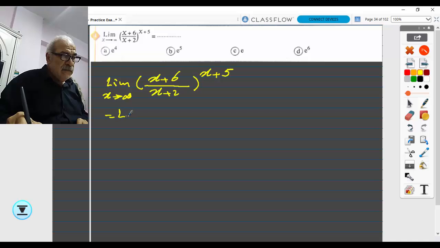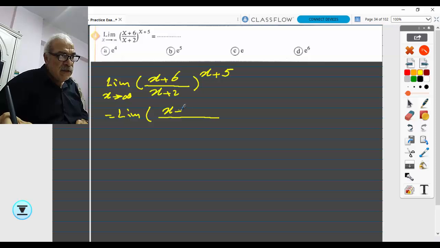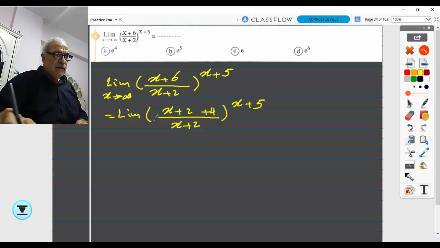It is equal to the limit. We will write the numerator in this form so we can simplify it. X plus 6 equals x plus 2 plus 4, so it is (1 plus 4 over x plus 2) all power x plus 5, when x tends to infinity.